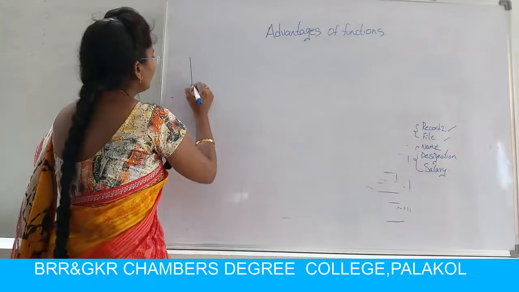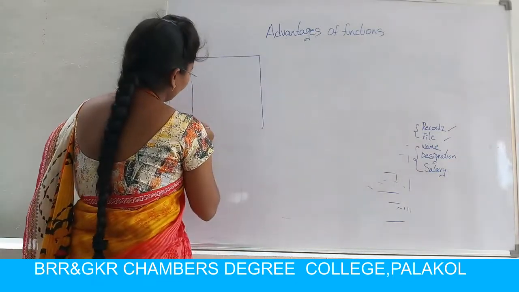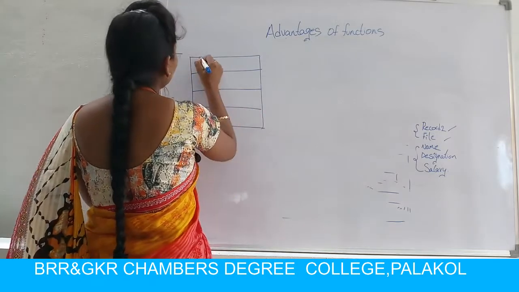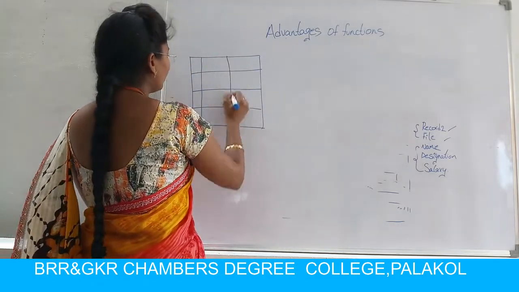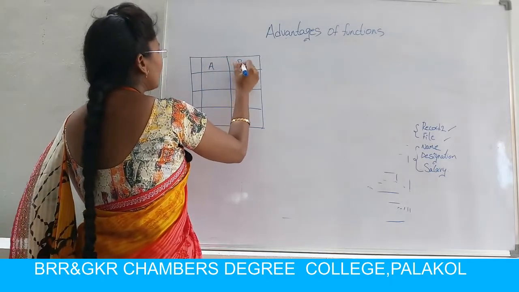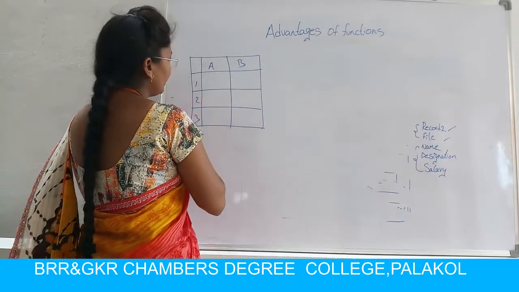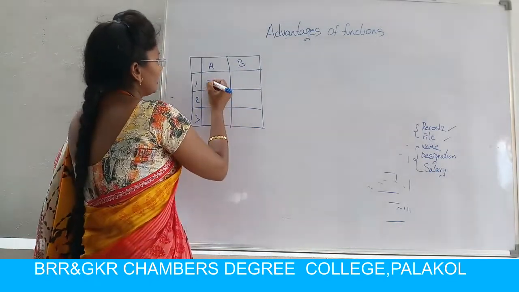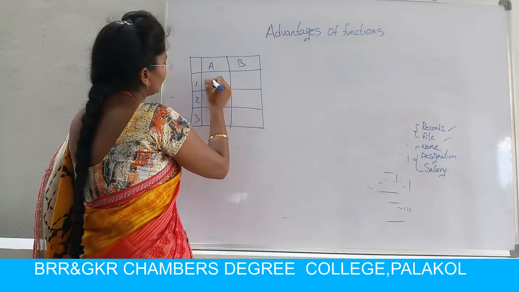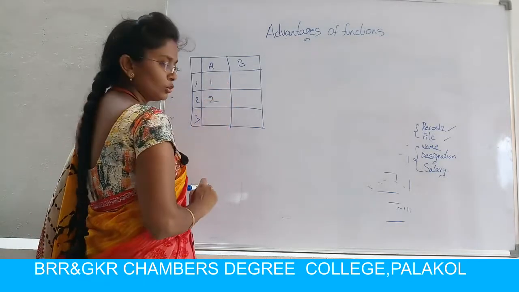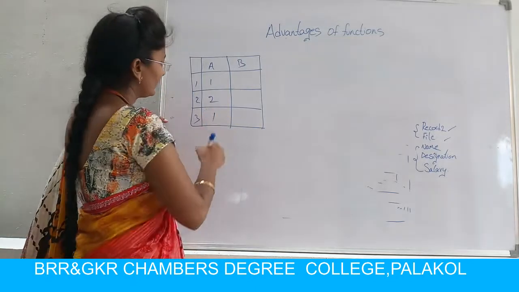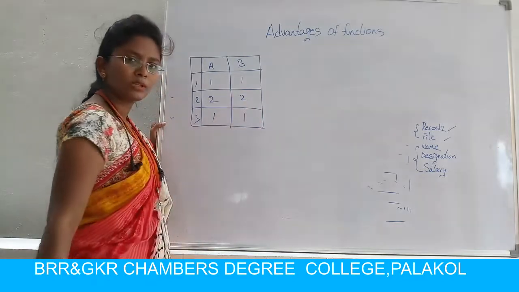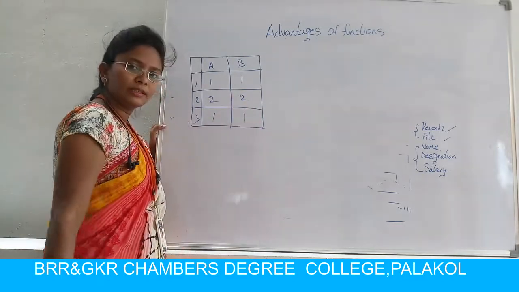How we can use those functions: first of all, take the data in the Excel sheet. For each and everything, we have to take some data. A column, B column, row 1, row 2 and row 3. After taking the Excel sheet, here I am writing the data as 1, 2 and again 1, and 1, 2, 1. This is the data I entered in the Excel sheet.